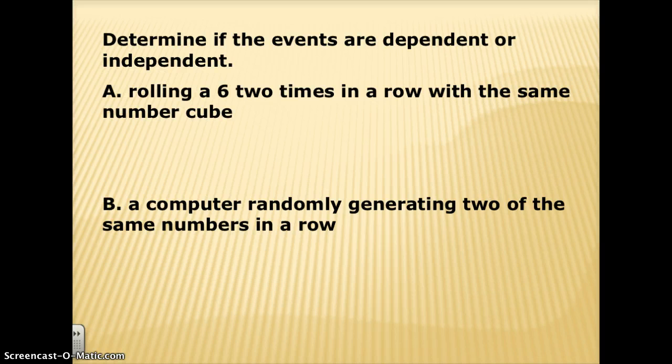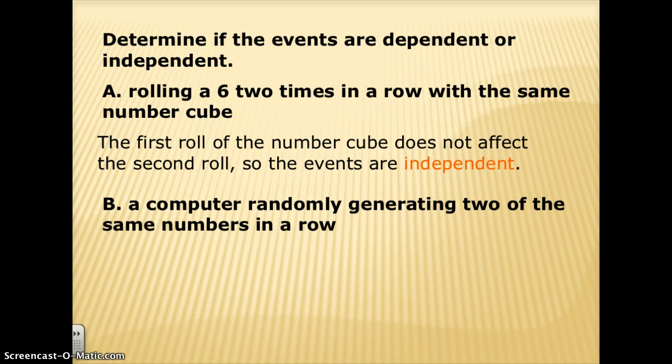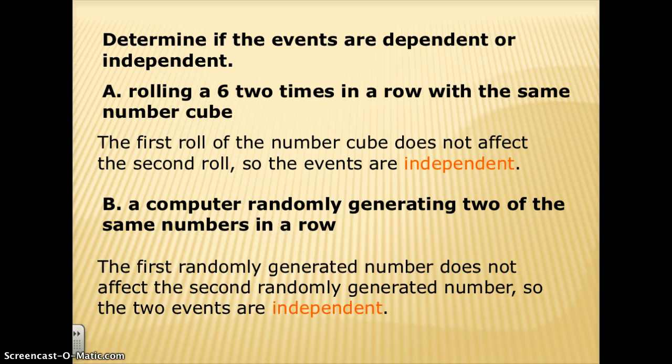A. Rolling a 6 2 times in a row with the same number cube. The first roll of the number cube does not affect the second roll, so the events are independent. B. A computer randomly generating 2 of the same numbers in a row. The first randomly generated number does not affect the second randomly generated number, so the two events are also independent.